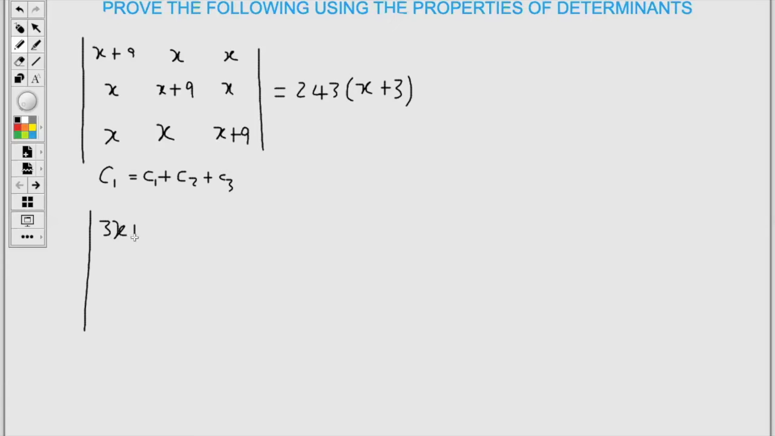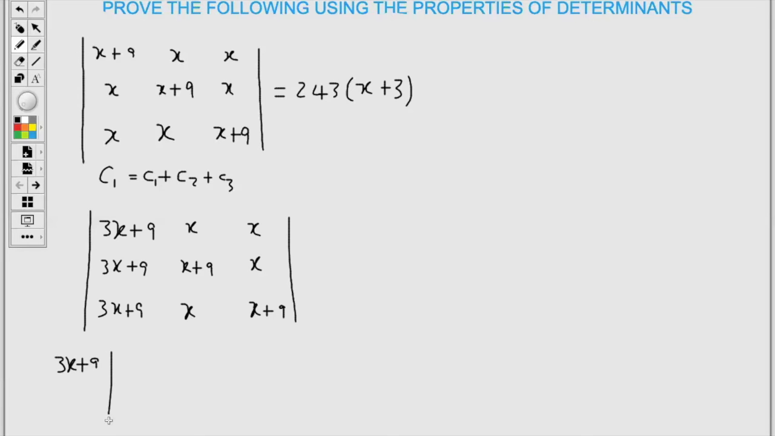Then rewrite plus 9. And the same thing is going to happen here. Add x plus x plus x. So we have 3x plus 9. Then add x plus x plus x. That will give us 3x plus 9. The other columns remain as is. We factor out 3x plus 9 out of the first column since that is common. And that means the first column will now have 1, 1, 1, and everything else remains as is.